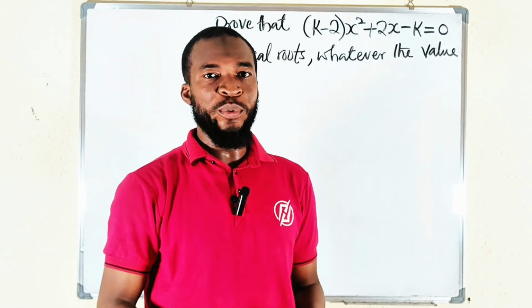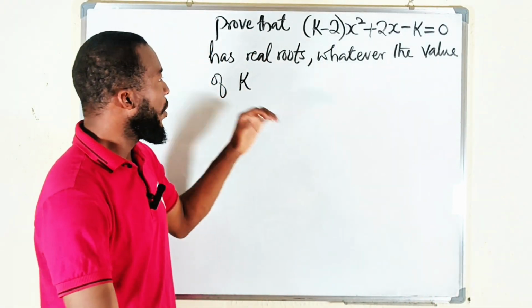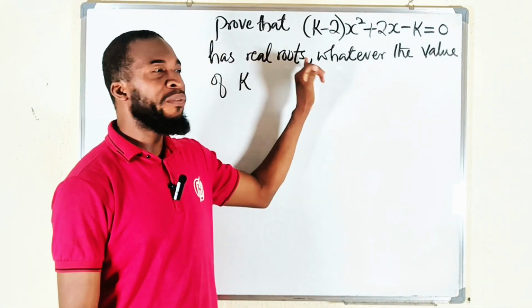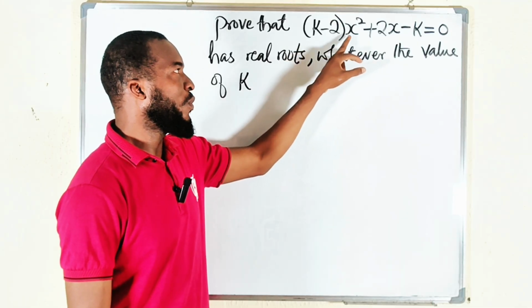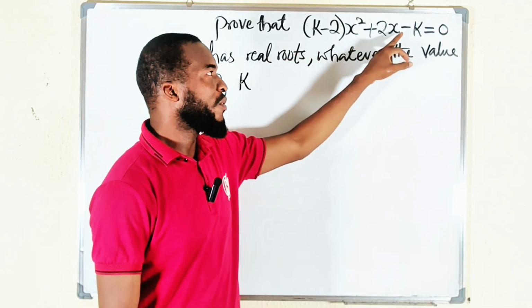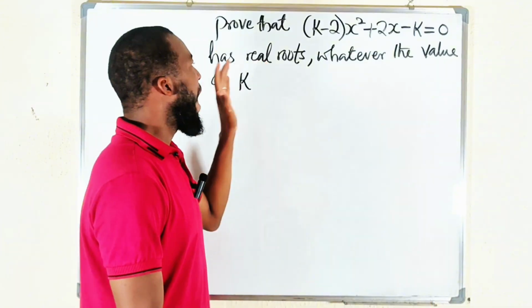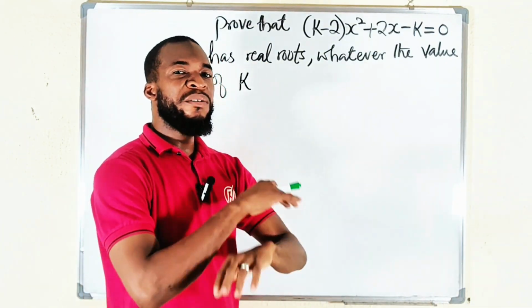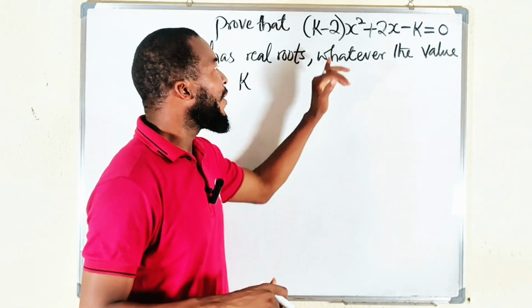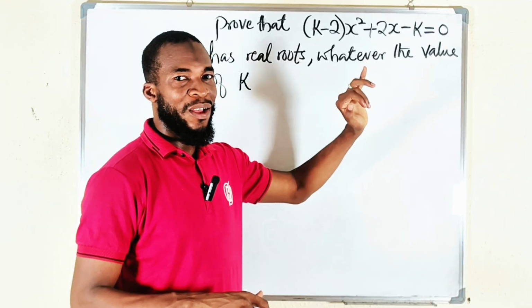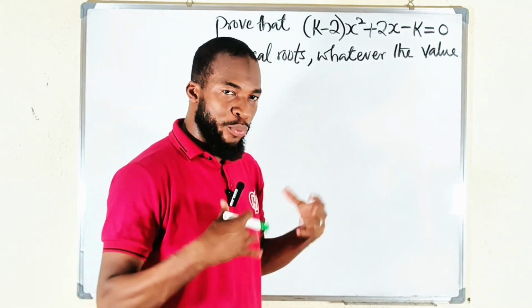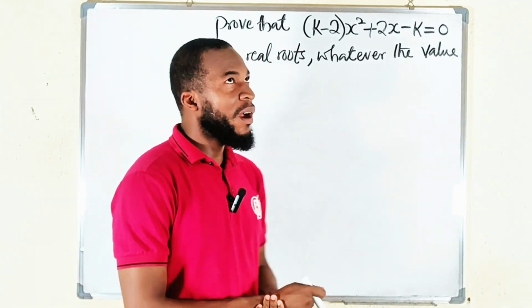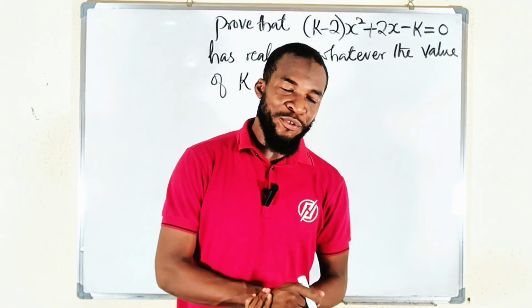We have a very simple question under quadratics, which reads: we should prove that (k minus 2)x squared plus 2x minus k equals 0 has real roots, irrespective of whatever the value of k is. So our work is just to prove. There are three things I would like to remind you.